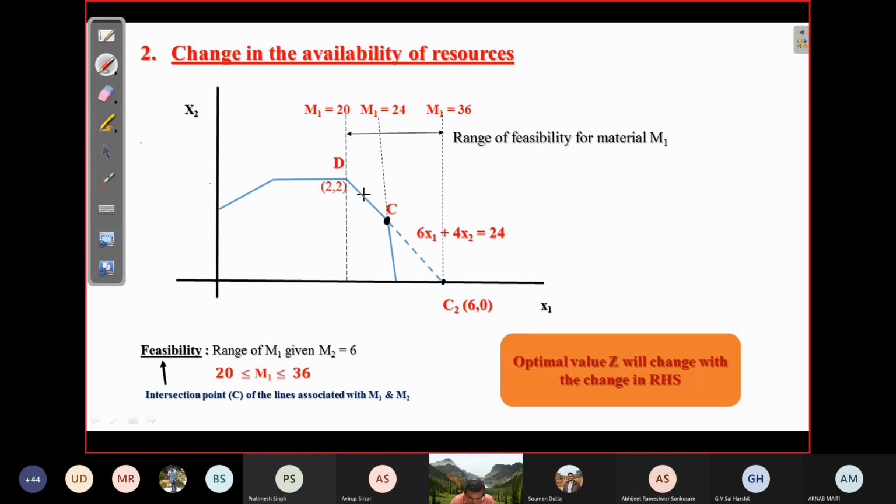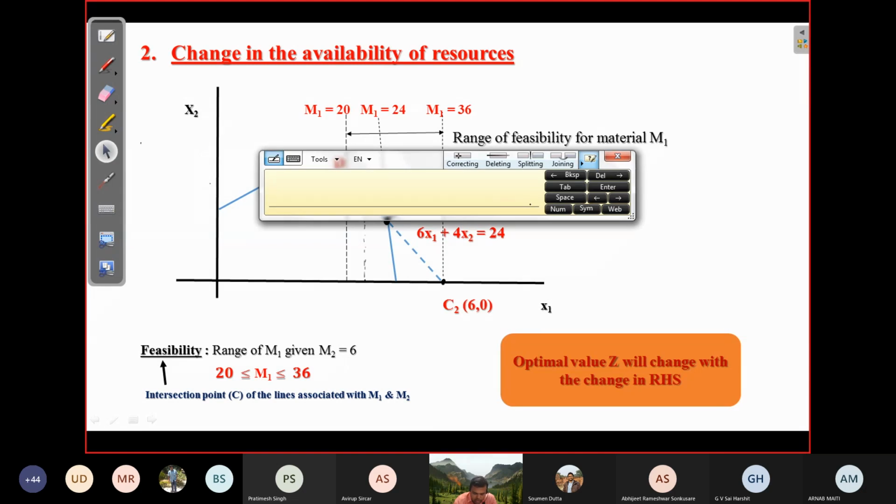So suppose C is here, so this M1 constraint will be here, right? So earlier C was the optimal solution. Now C is not even feasible. It is infeasible now. It is outside the feasible region, right? So the range of feasibility for a particular resource is that range for which all the constraints remain functional or remain active or in full force, right? No constraint becomes redundant, isn't it? Yes or no? Yes, sir.